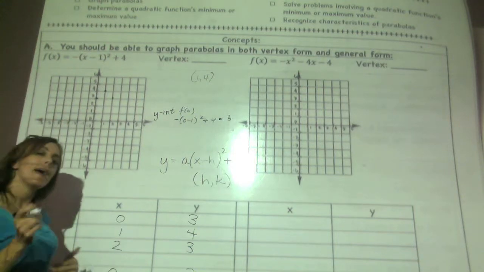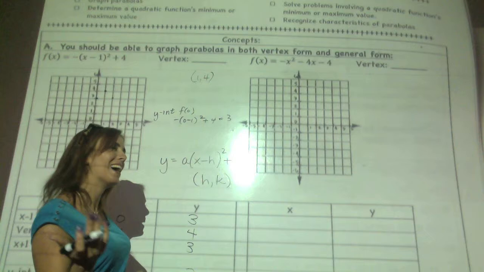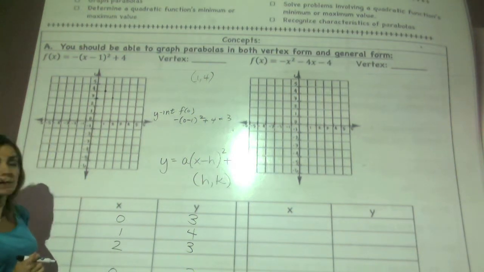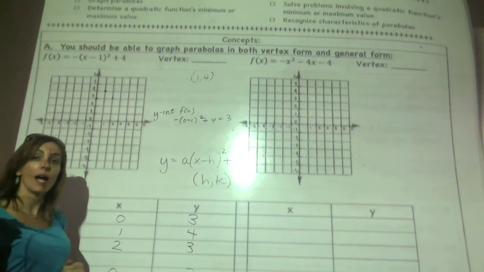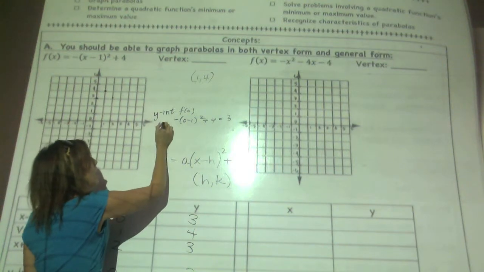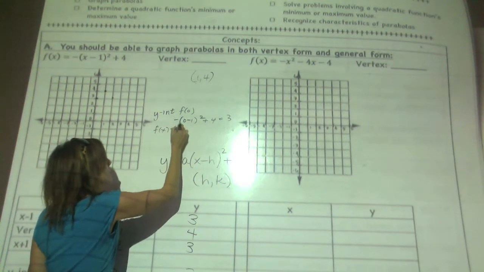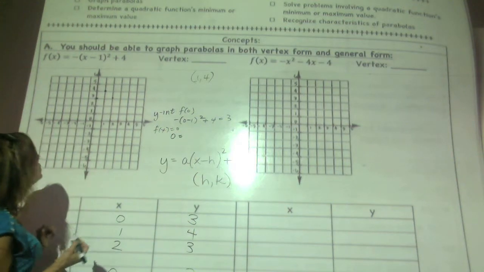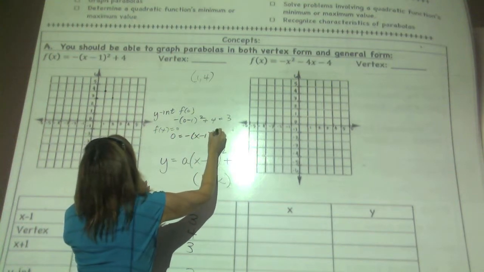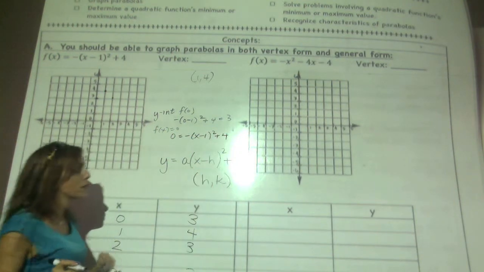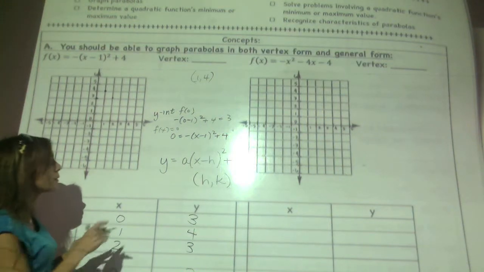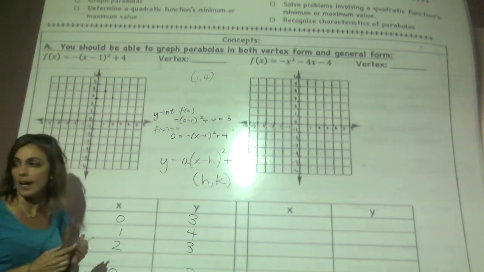Now, how do you find the x-intercept? You could have 0, 1, or 2 x-intercepts with a parabola. Instead of putting a 0 in for x and solving for y, you put a 0 in for y, or we find where f of x is equal to 0. So we say 0 is equal to negative x minus 1 squared plus 4. To do this, we're going to move this 4 to the other side. We're going to clean this up.